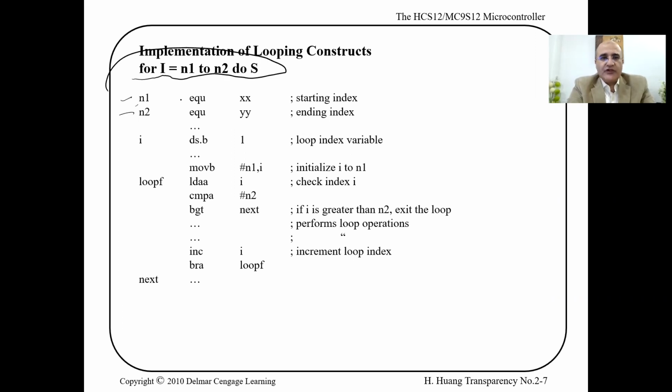Okay. Memory locations N1, N2, I. So you initialize it, load it, compare it. If it's equal to N2, you compare it to N2. N2 here is the index, and I, is it equal here or not? If greater, you branch if greater to next. Next is here, and you're done with the loop. If not greater, you keep doing it, right? You increment I, branch to loop, and so on.